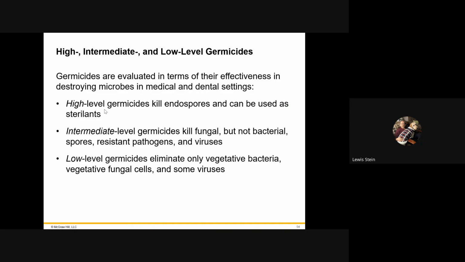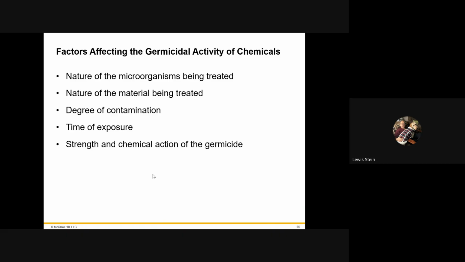To me, a sporicide is the highest level. That's something that can kill endospores and can sterilize. Everything else is below it. These low-level agents are, again, probably more like that alcohol wipe. Doesn't mean it's a bad thing, but there's not a whole lot to say about it.